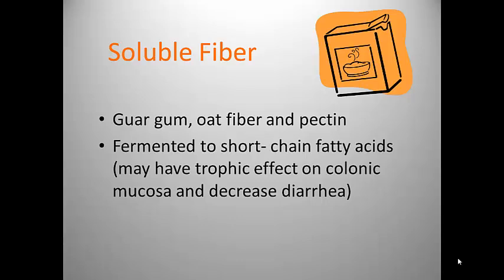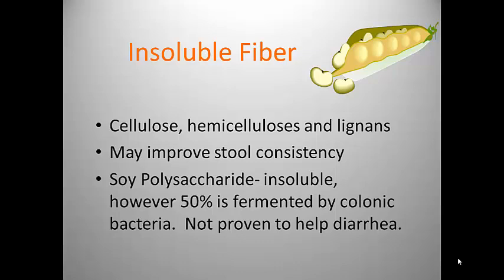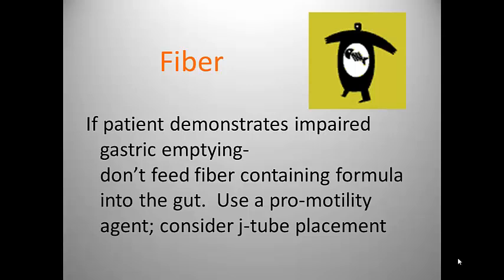Soluble fiber has been added to formulas to increase viscosity and treat diarrhea. It's typically guar gum, oat fiber, and pectin. However, this can interfere with medications, slow gastric time, and clog the tube. Insoluble fiber has been added to treat constipation, but again, it can clog the tube, affect medication absorption, and transit time through the gut. If a patient demonstrates impaired gastric emptying, a patient should not be fed fiber-containing formula.